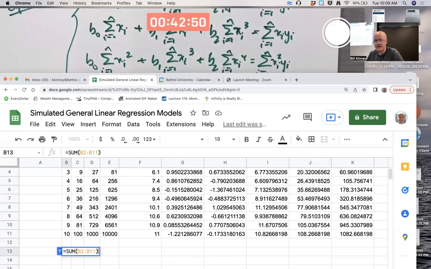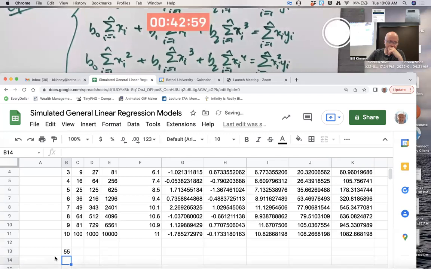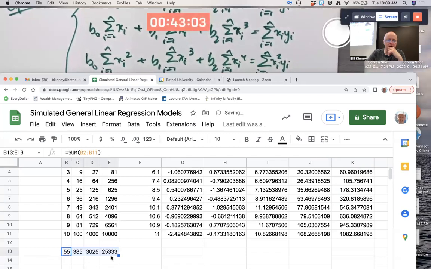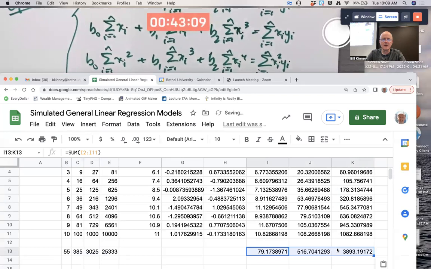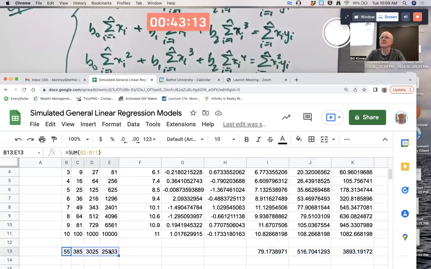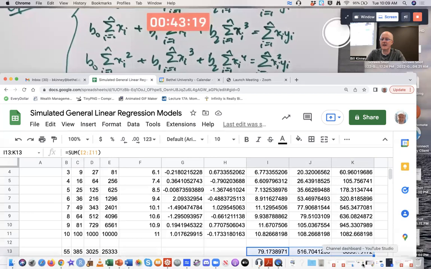Equals SUM is what that is. I know that's kind of small for people in back. Adding up column B, B2 colon B11. Copy and paste this over. And then copy and paste it over here as well. Those are the numbers that need to go into the matrix and the right-hand side vector. Let's do that in Mathematica now.